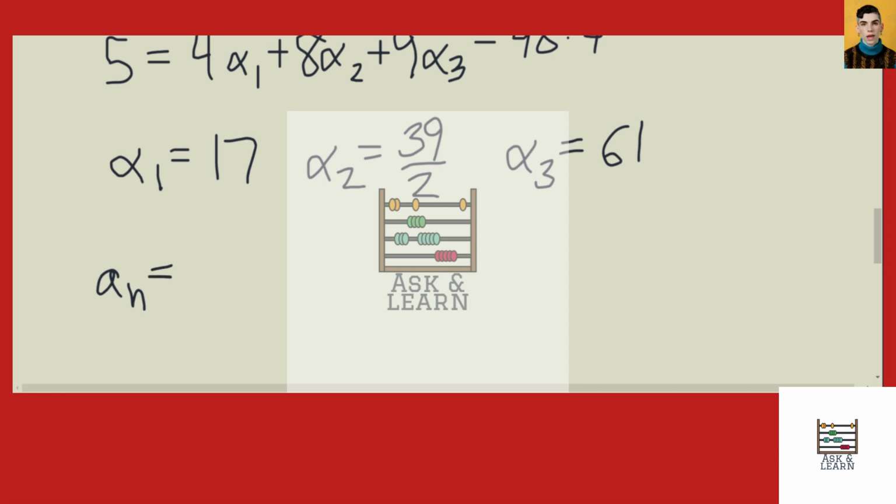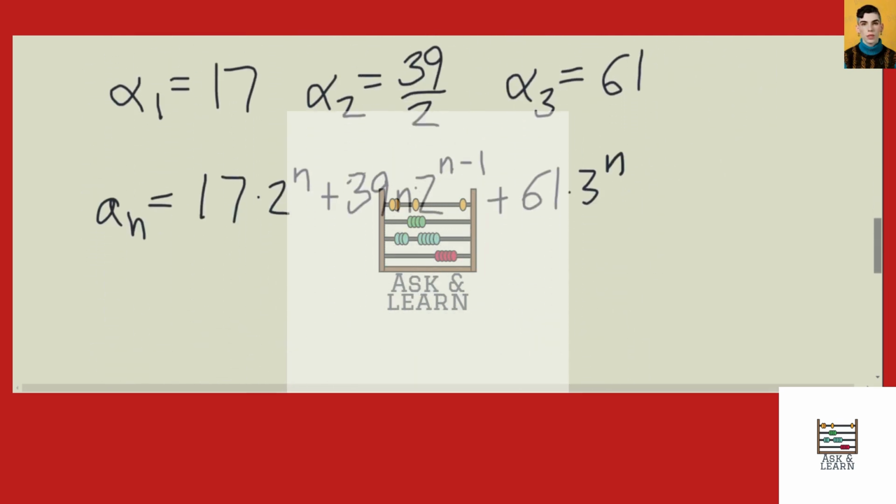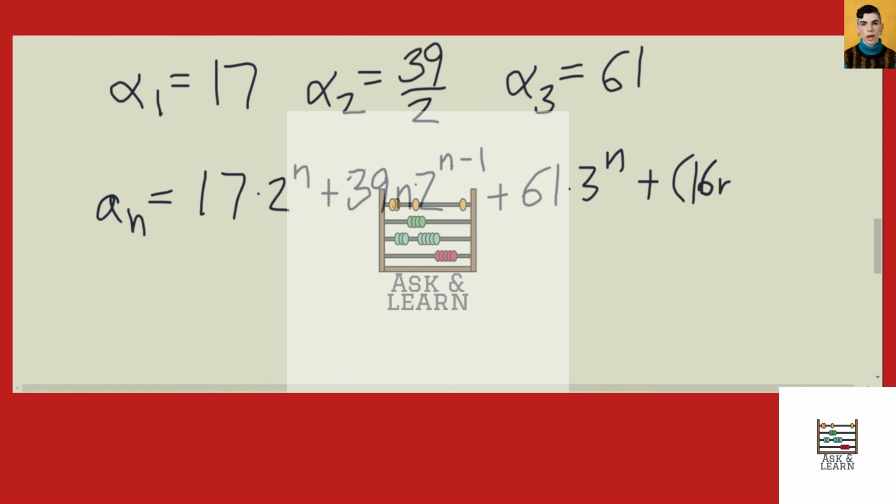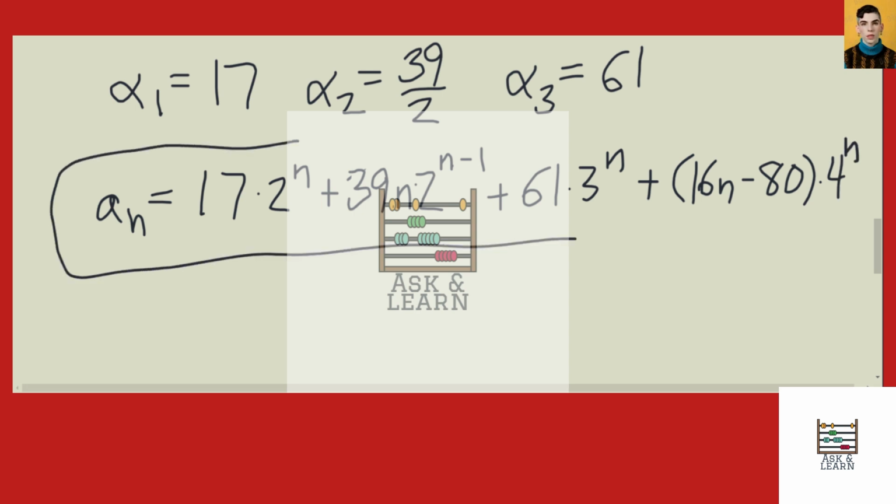Therefore it follows that the only solution to this recurrence relation with these initial conditions is 17 times 2 to the n plus 39 times 2 to the n minus 1 times n plus 61 times 3 to the n, and then add to that the particular solution which we have is plus 16n minus 80 times 4 to the n. And this is our answer.